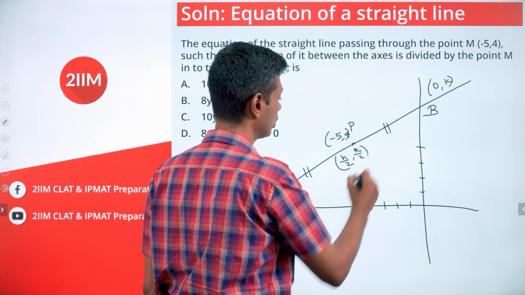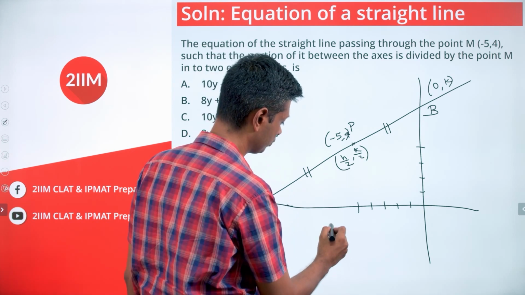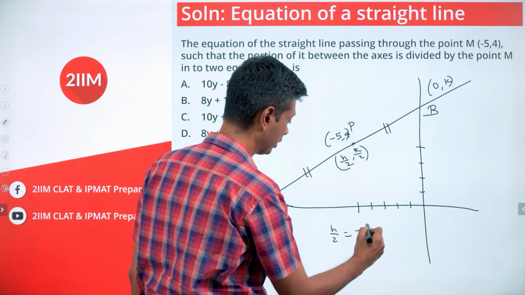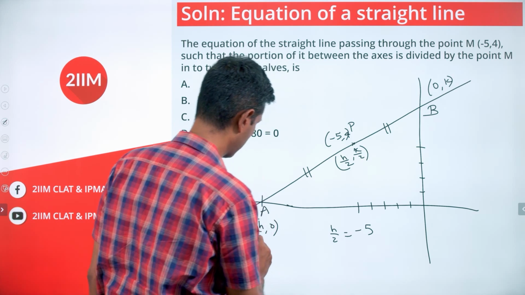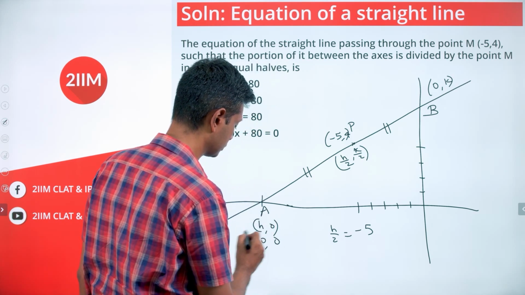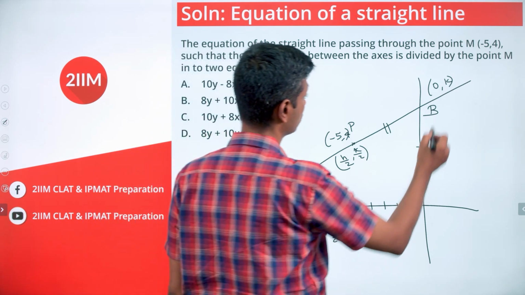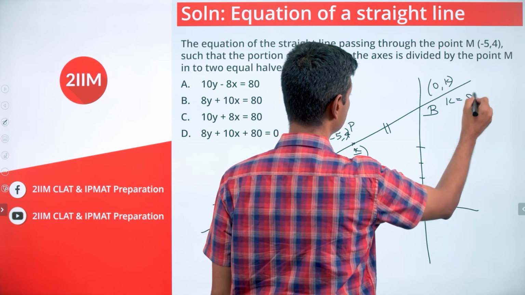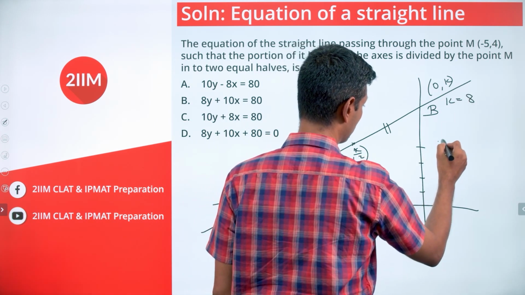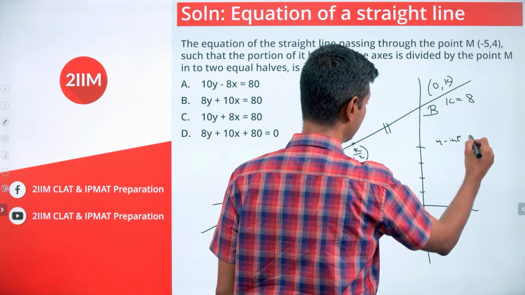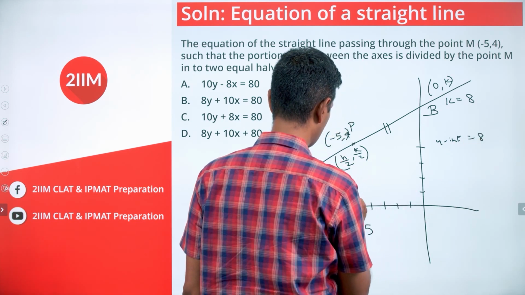So it is h by 2 comma k by 2, so h by 2 is minus 5, or h is minus 10. K by 2 is 4, or k is 8. So there's a y-intercept of 8 and an x-intercept of minus 10.